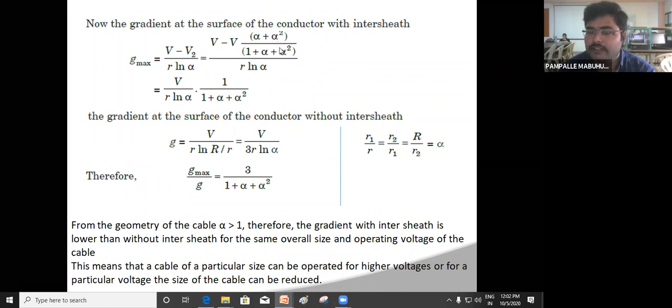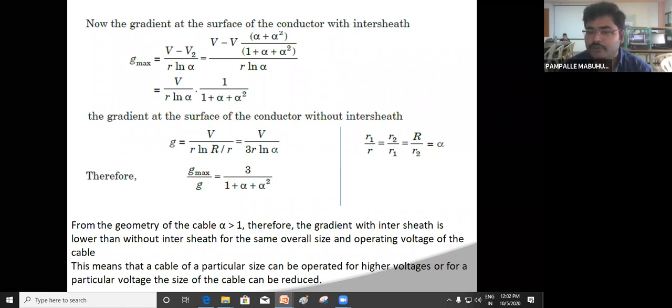Right, now if you do some simple calculations, the Gmax value at the surface of the conductor by considering the intersheath grading will be equal to V by R into ln alpha into 1 by (1 plus alpha square). So this is the Gmax value when you consider the intersheath grading.